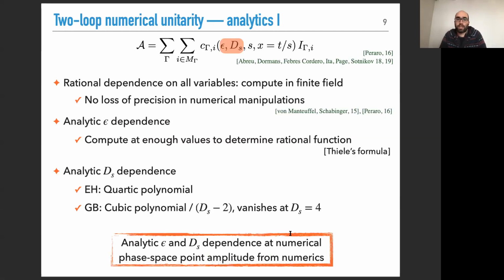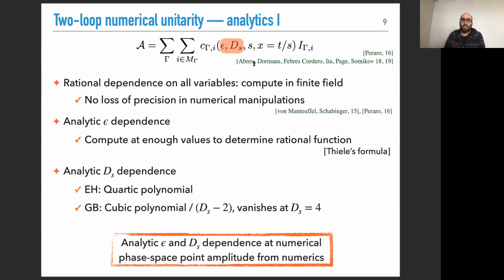Okay, but as I also said, what we want is to use this to get analytics. So let me now explain how we go from numerics to analytics. So let me describe which variables these coefficients depend on. They depend on your dimensional regulator, they depend on D_s, they depend on the kinematic data, so s and x. So s, I choose to be a dimensionful variable, which is just a Mandelstam variable, and then x, which is a dimensionless variable.